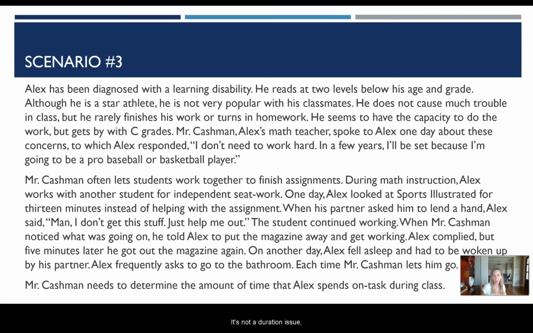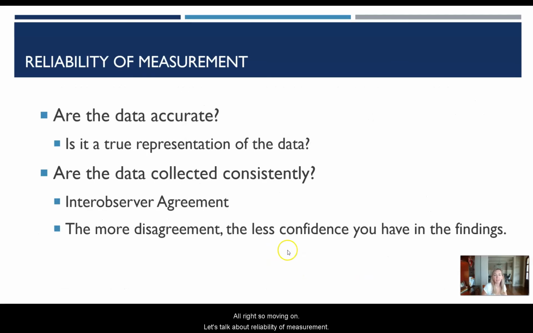It's not a duration issue, and it's not necessarily appropriate to use interval recording, since you can just count how many times he turns in his assignment. However, if we're talking about being on task during independent seat work or group work, duration recording or interval recording would both be appropriate for determining his time on task during those activities. So there are some suggestions for the scenarios given here.